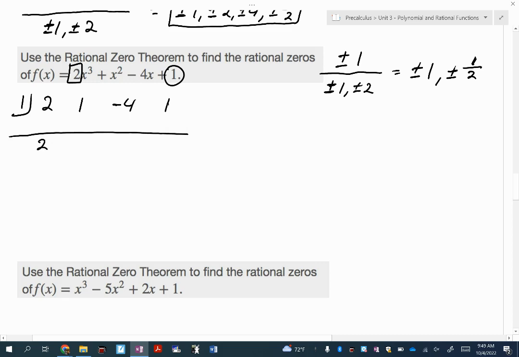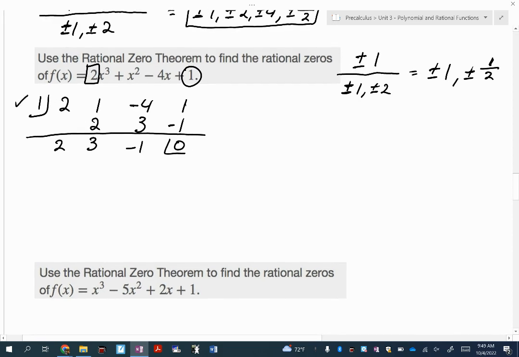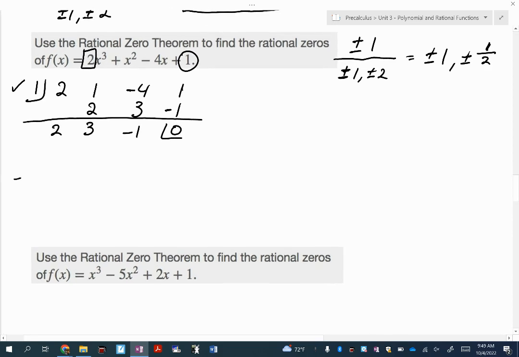So if I don't get 0, remember it's not a rational root. So 2 times 1 is 2. That's 3 times 1 is 3. That's going to be -1 times 1 is -1. Look at that. So this one is a rational root. Let's try -1.